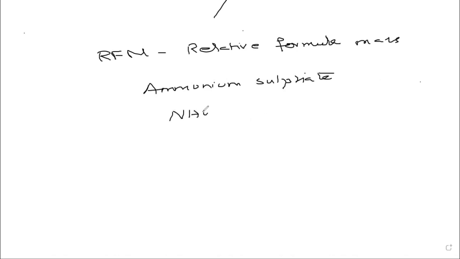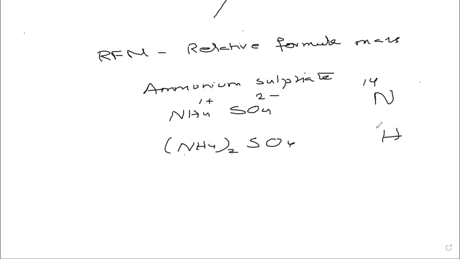All right. So what is ammonium? It's a radical NH4. The charge is +1. Sulfate is SO4. That is also a radical, -2. Crisscross it and it will become (NH4)2SO4. Bracket 2 means this 2 goes with nitrogen and this 2 goes with hydrogen as well. The atomic mass of nitrogen is 14, hydrogen 1, sulfur 32, oxygen 16.